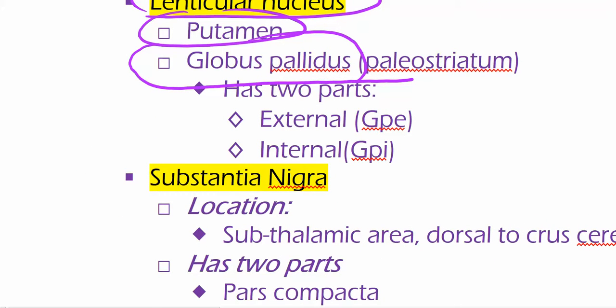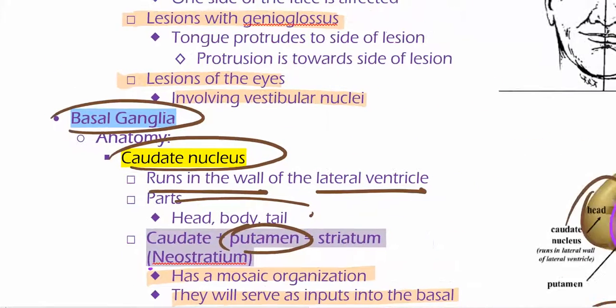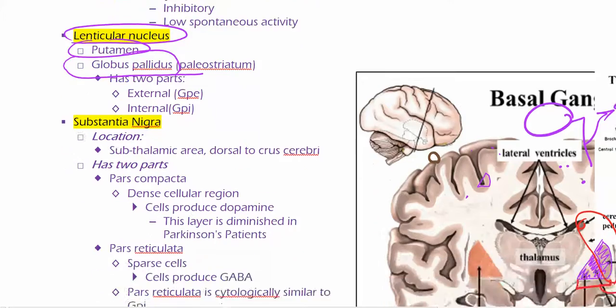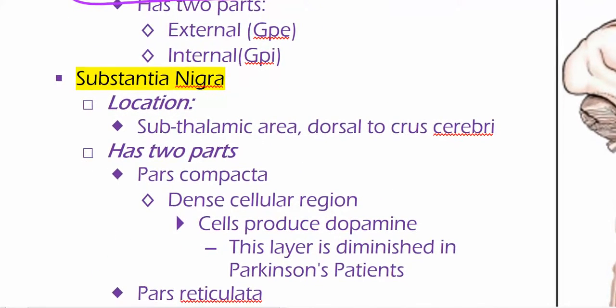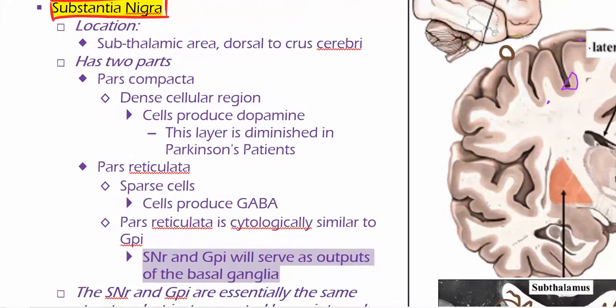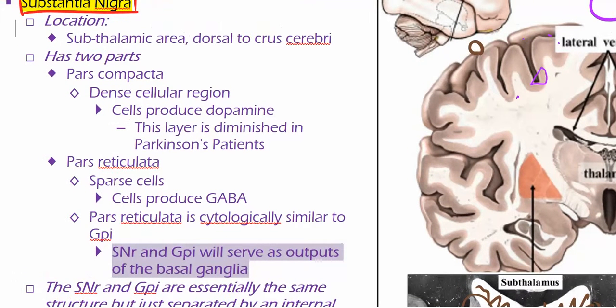Remember that what we're talking about is the anatomy of the basal ganglia, the components of the basal ganglia. So we mentioned the caudate nucleus, the striatum, the lenticular nucleus. And now we're getting into the substantia nigra. Where is the substantia nigra located? That's the question. Do you guys know?